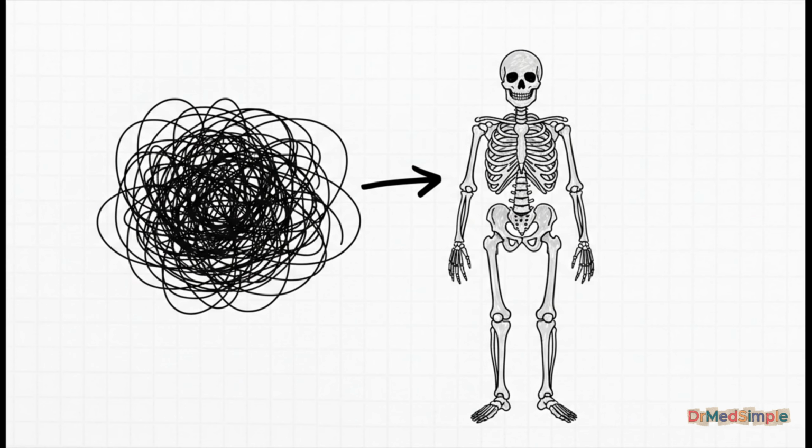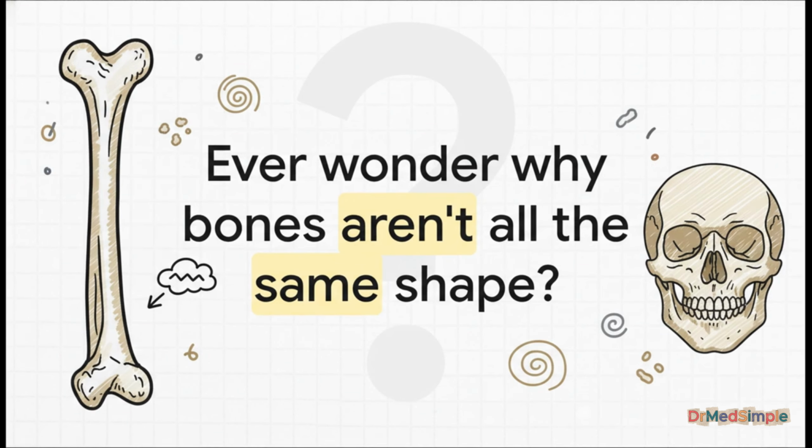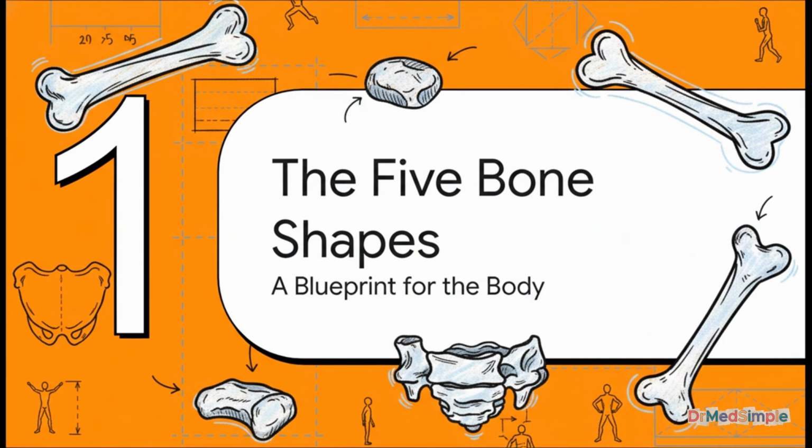So today, we're going to strip away all the complicated jargon and just take a look at the brilliant, intentional design of our bones. So let's kick things off with a pretty basic question. Have you ever actually stopped to wonder why the bone in your thigh looks completely different from, say, the bones in your skull? Well, the answer is actually really simple and kind of elegant. Form always follows function. Every single bone in your body is perfectly sculpted for the unique job it has to do. And that idea brings us right to our first big topic, the 5 fundamental shapes of bones.